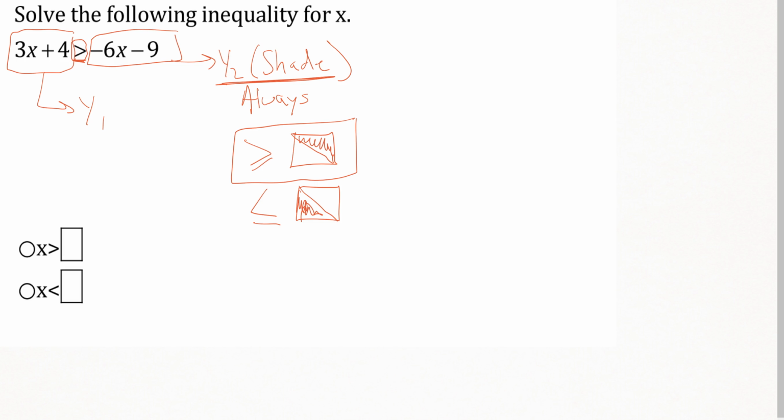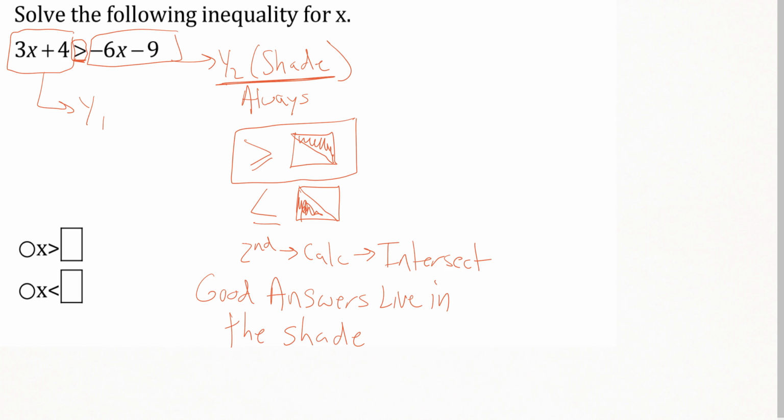Once we graph that and shade it, we're then just going to go through our calc intersect process like you would on a something equals something problem, where you would go second, calc, intersect. And how I tell which of the options I want below is I always say that good answers live in the shade. When we look at the graph, we have the first equation going into the shade of the second equation. If the shade is going to the right, we'd be looking at the top answer here. And if we have something that's going off in the left direction into the shade, then we'd be looking at the second option.